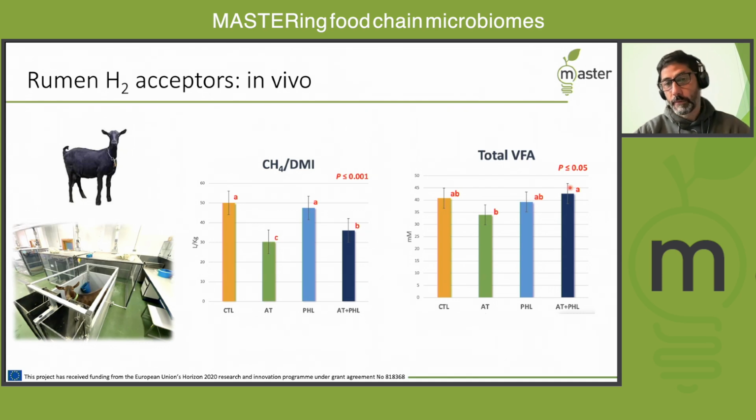So the conclusions are that combining a potent methane inhibitor such as Asparagopsis taxiformis with a phenolic compound that uses the excess of hydrogen represent an attractive combination for farmers to reduce methane emission, but also provide more energy for the animal.